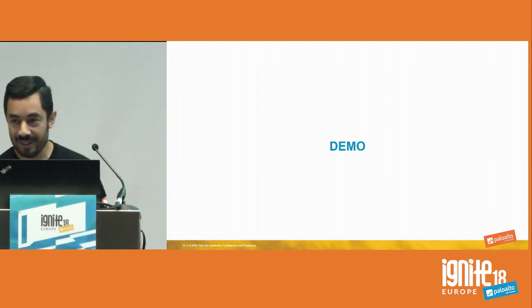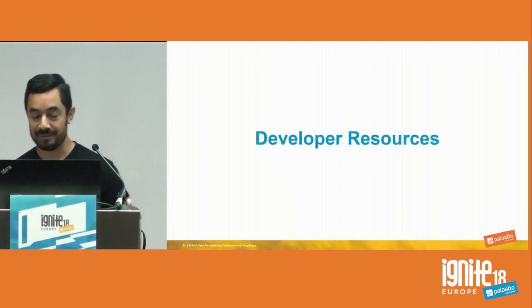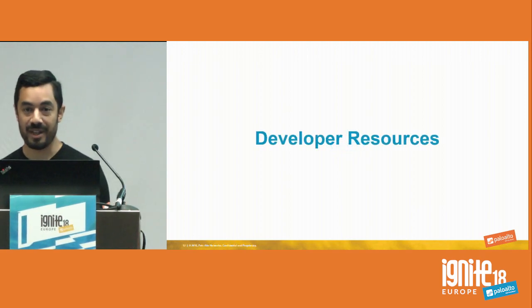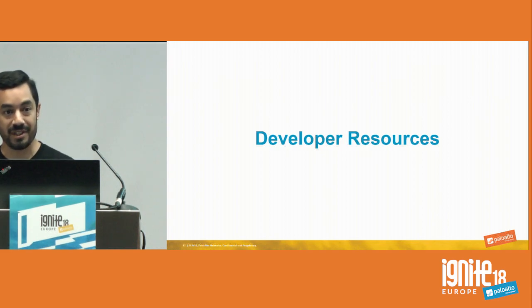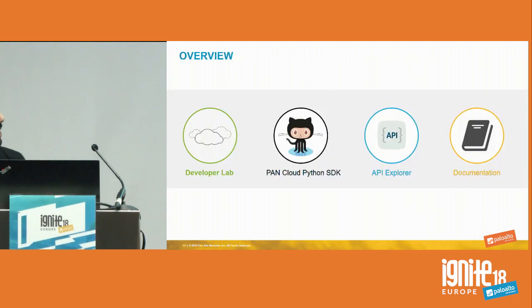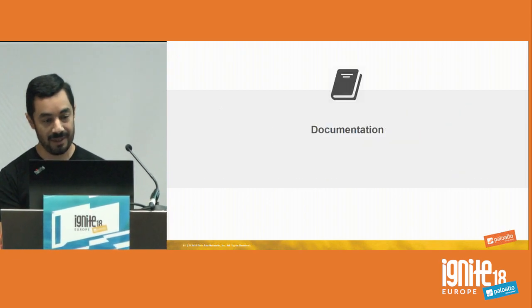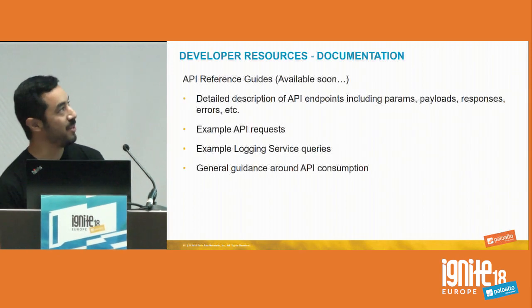Thank you, Francesco. So now that we've had an overview of the application framework and the APIs, let's dive into the developer resources. So these are the resources that you would use to understand how to interact with the APIs and then actually do it. So this is an overview. So we'll be talking about the developer lab, the SDK, which Francesco mentioned earlier, API Explorer, which is a sample application, and then we'll also talk a little bit about the types of documentation that we make available to you or will make available. So the first thing we'll cover is documentation.